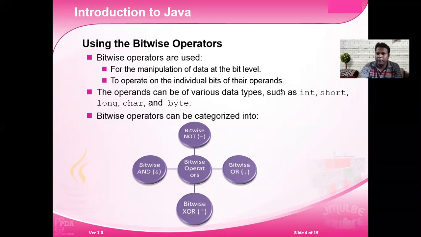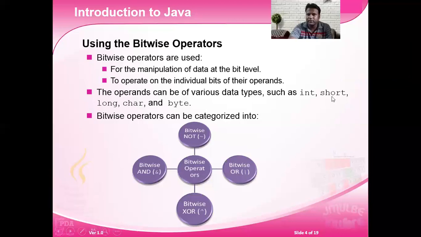The operand can be of various types. It may be an integer, it may be a short, it may be a long, it may be a byte data type. Okay, so in the bitwise data types, we are using the NOT operator, OR operator, XOR operator, and AND operator.